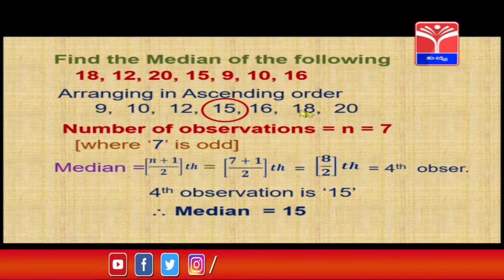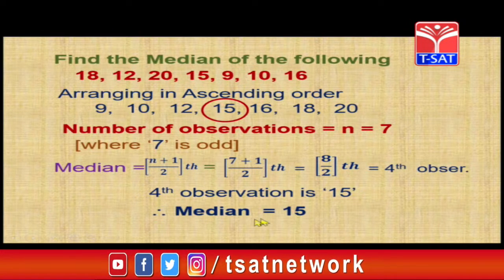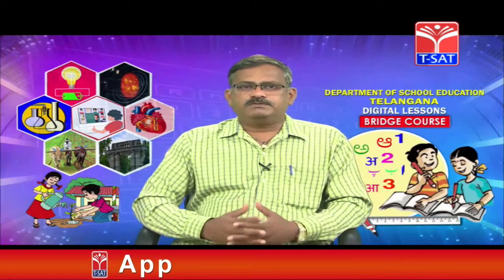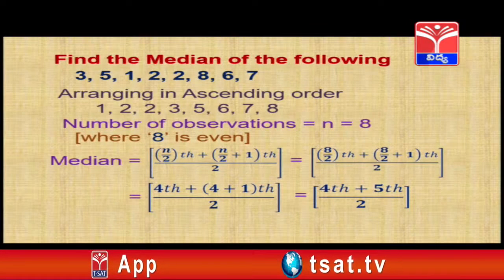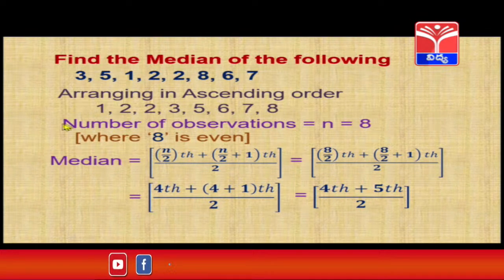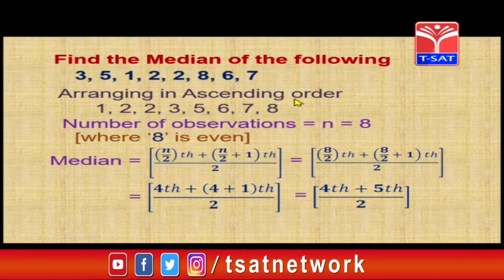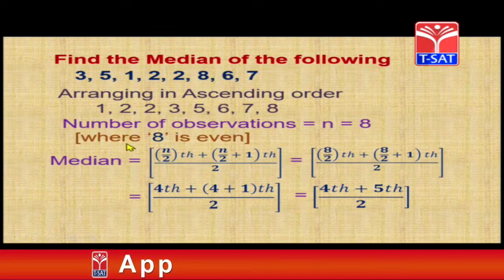Therefore, the median of this particular data is 15. Are you clear, children? Now, find the median of the following: 3, 5, 1, 2, 2, 8, 6, 7. Now, arranging them in ascending order, what will you get here? 1, 2, 2, 3, 5, 6, 7 and the last one is 8. Now, here the number of observations is 8, where 8 is even.